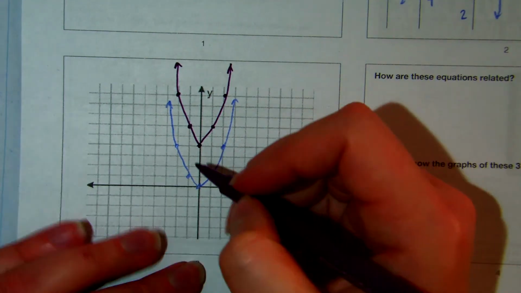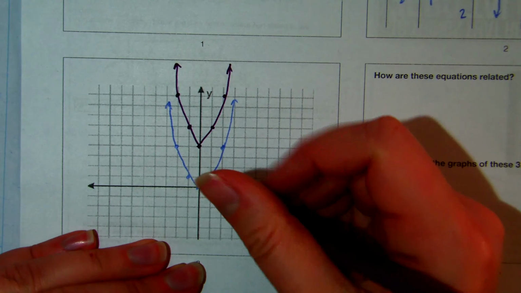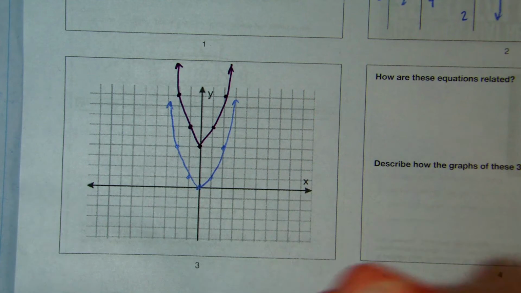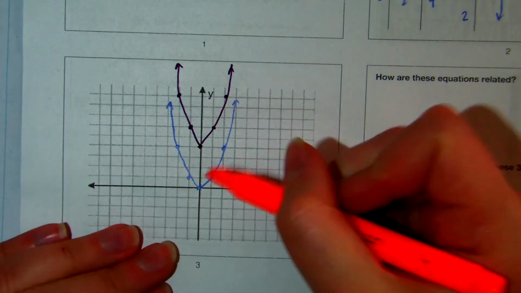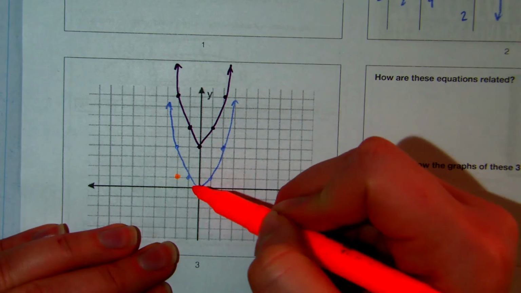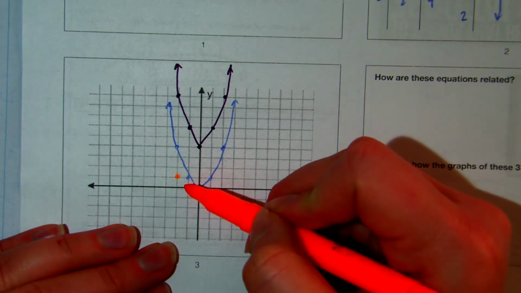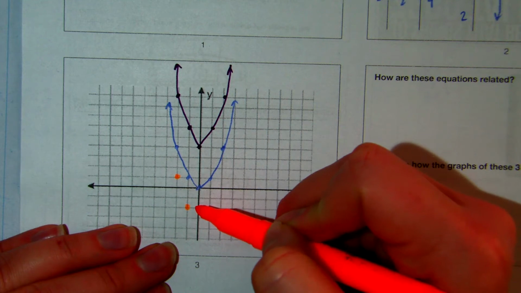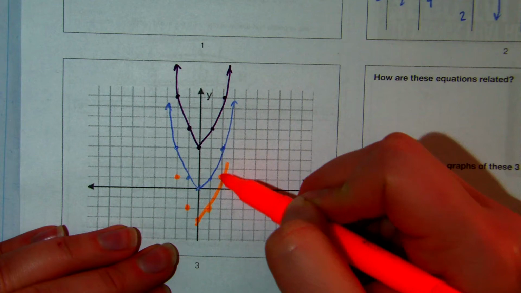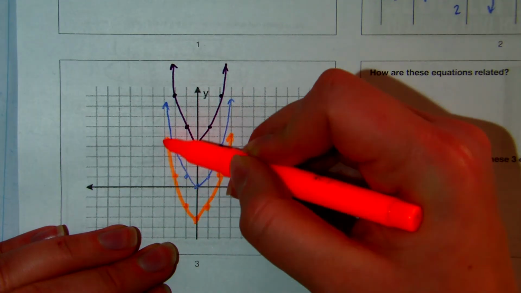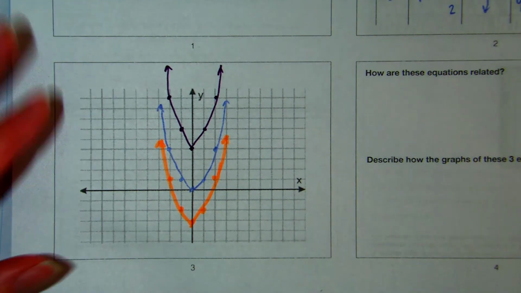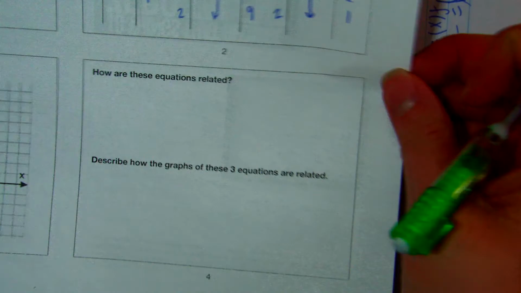So the -3 is -2. Doing that in this highlighter. -2, 1. -2, 1. -1, -2. 0, -3. There we go. Attaching those. They'll look almost the same shape, but have different locations. How are these equations related?